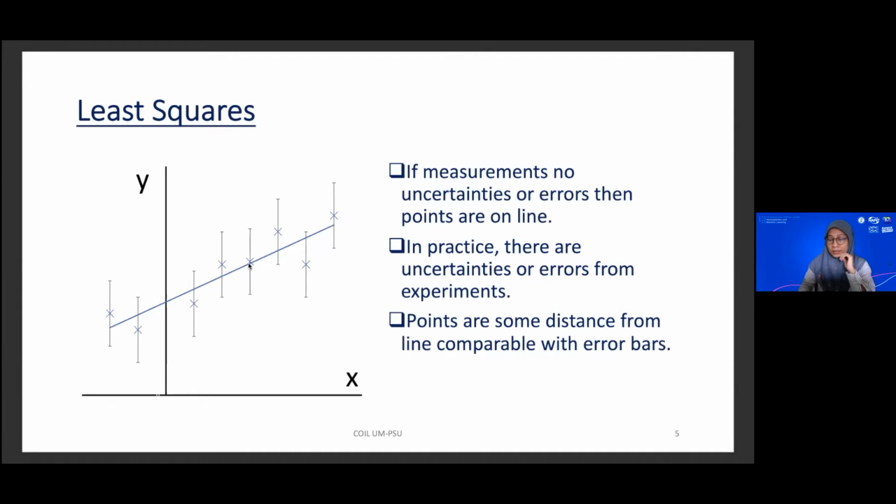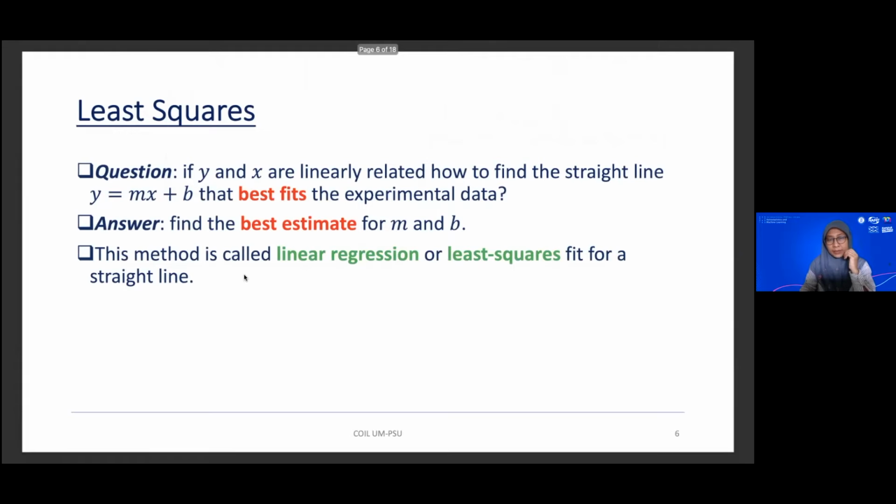Here, with the least square method, for example the normal one, if y and x are linearly related in a straight line, what is the best fit for our estimated data or observation data? In order to find the best fit, we have to find the best estimate of your gradient and also your intercept. This is what we call the least square fit for the straight line.